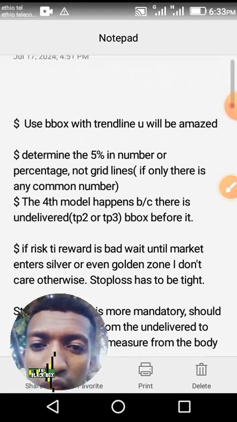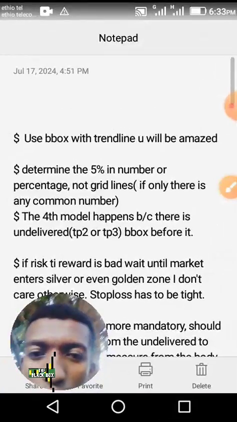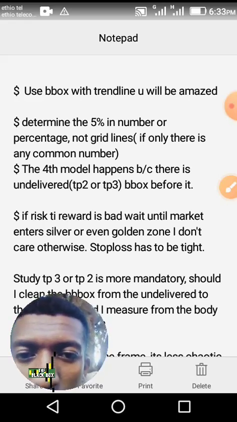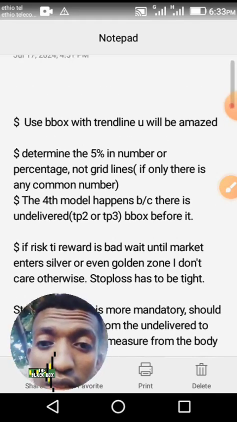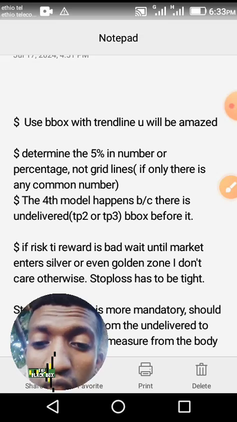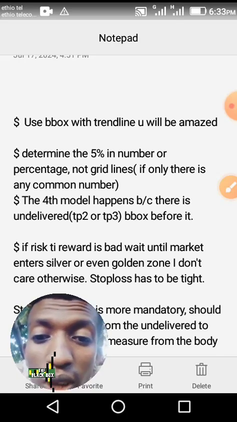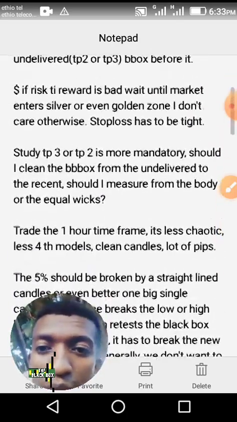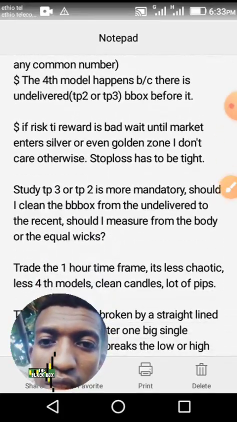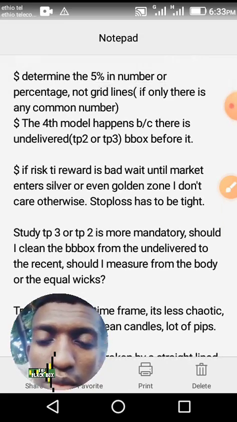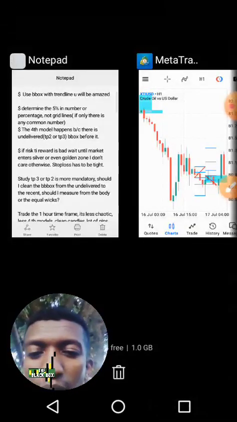Where was it? What was the thing that I wanted? Yes, TP2 or TP3. Yeah, exactly. Look at this. The force model happens because there is an undelivered TP2 or TP3 black box before it. Okay, this is untested. It is still a theory, so don't take this as a rock solid rule. It is not a rule. This whole thing is untested. I wanted to show you something. TP2 and TP3, right? And deliver TP2 or TP3. So what happened here is the price can reverse from TP2.